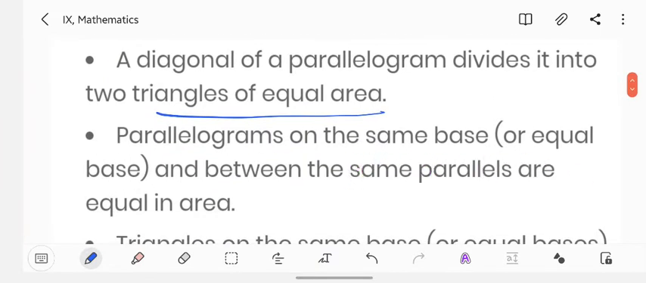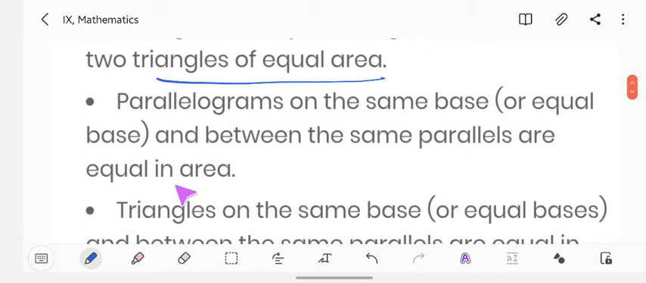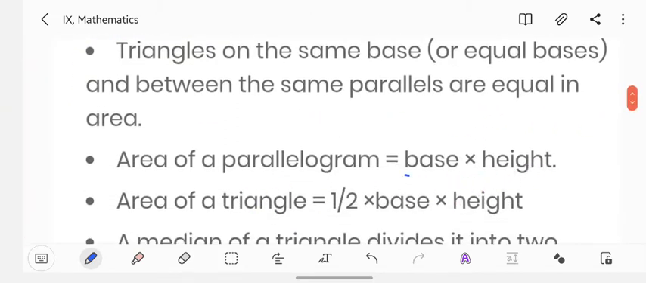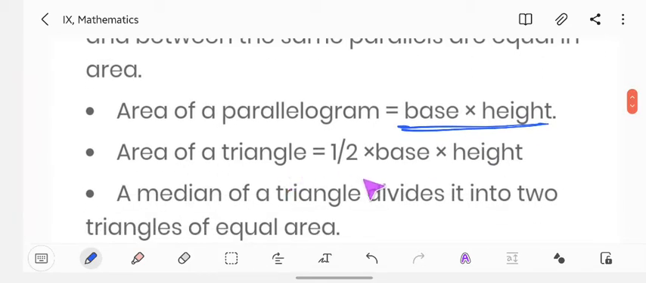Parallelograms on the same base or equal bases and between the same parallels are equal in area. This thing we are going to cover in this particular class. This is the main important part of this chapter. Triangles on the same base and between the same parallels are equal in area as well. The area of a parallelogram is base into height when the height is given. The area of a triangle is half base into height. This is the general formula of finding the area of a triangle.